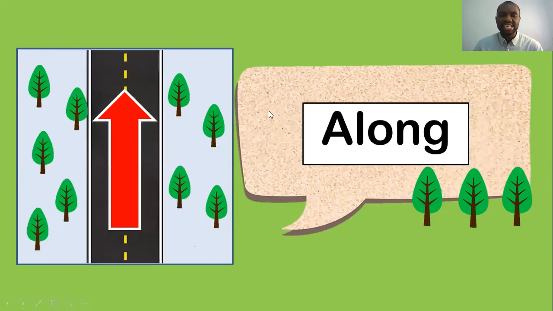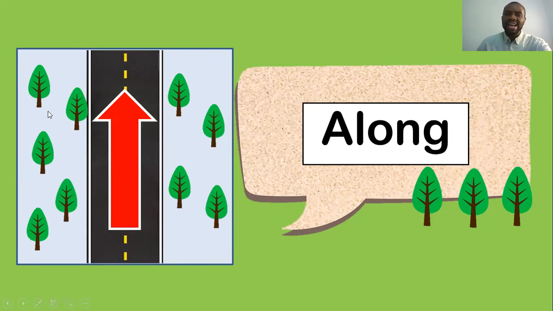Along. This is a road. You're walking along the road. There are trees on my left and there are trees on my right. These are trees. We are going along the road. Along. A-L-O-N-G, along. We are moving along the road.